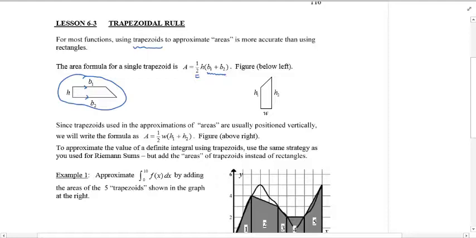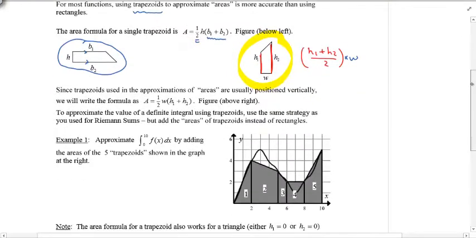However, for us in calculus, most of our trapezoids do not lie horizontally. They stand vertically. So instead of having one height, it's the height that actually does change: h1 on the left side, h2 on the right, and that's what we're trying to find the average of. So you find the average of the heights, and then multiply it by the width to figure out the area of a trapezoid. If you understand that, let's take a look at our first example.